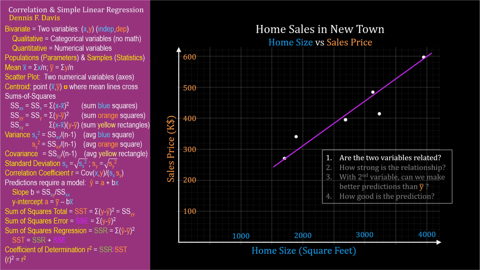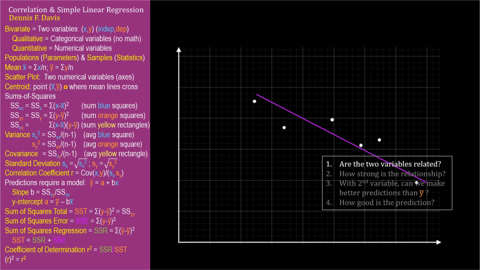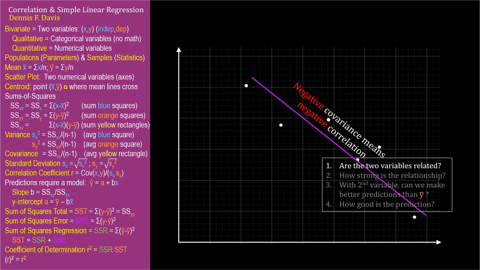If the covariance is a positive number, then the variables have at least some degree of an upward pattern denoting a positive correlation, so the trend line has a positive slope. If covariance is a negative number, then the variables have at least some degree of a downward pattern denoting a negative correlation, so the trend line has a negative slope.